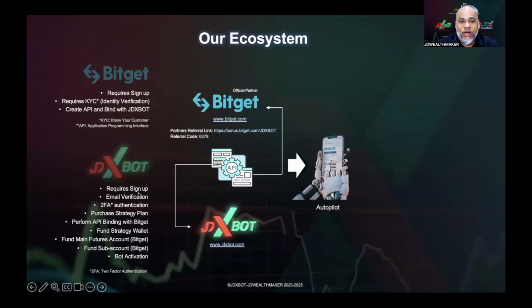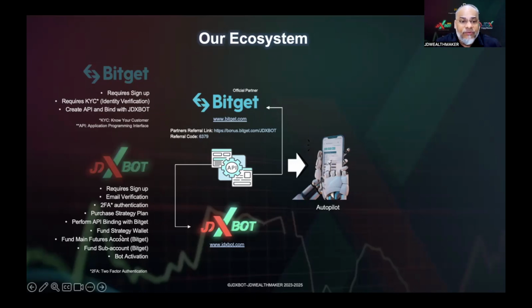And then once you have completed that, you have to purchase the strategy plan. So we have a strategy plan. It's an annual renewal. There's a strategy plan, which I'll explain to you later on. And also, you have to perform the API binding with BitGet. Can you see that? Once you have created the API, you have to bind the API with JD Export, or else JD Export cannot manage your trading.